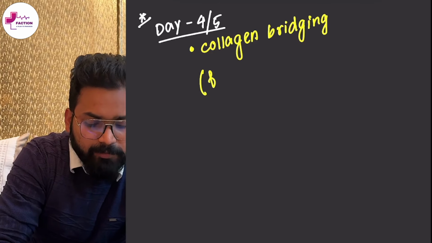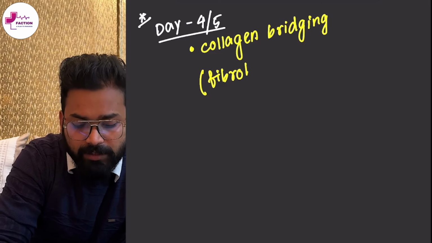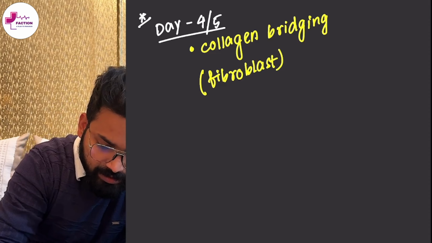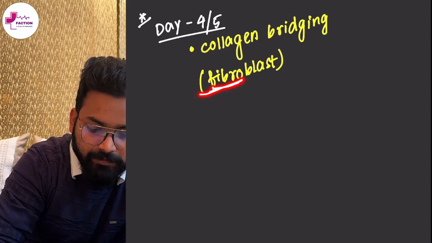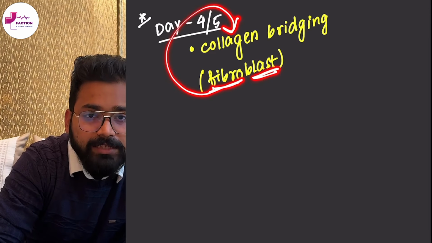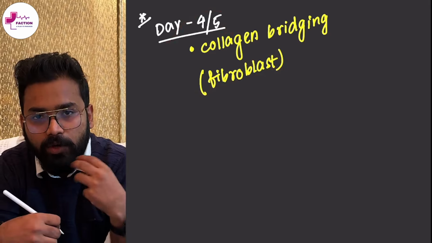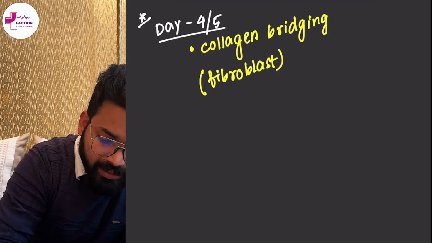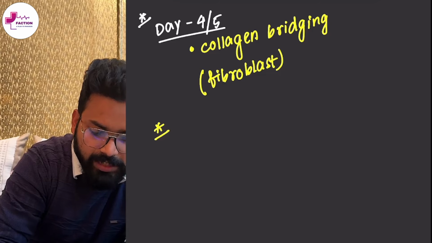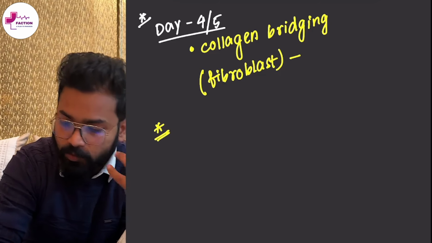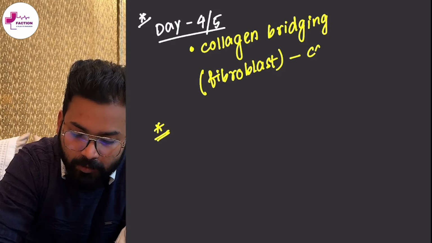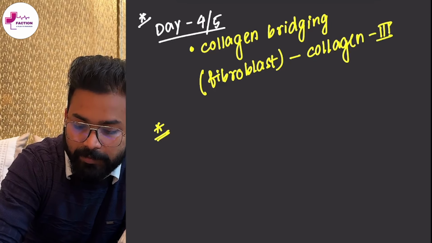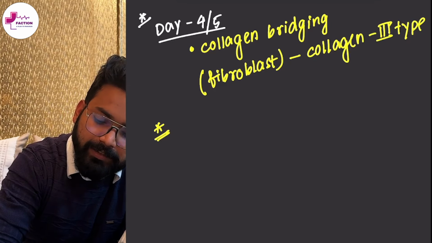There are some fibroblasts. Fibroblast means fiber forming cells. Fibro means fiber, and fiber here refers to collagen fiber, and blast means forming cells. So some collagen fiber forming cells will come, and after a certain point you will see collagen is formed. But initially the collagen that is formed is collagen type 3.